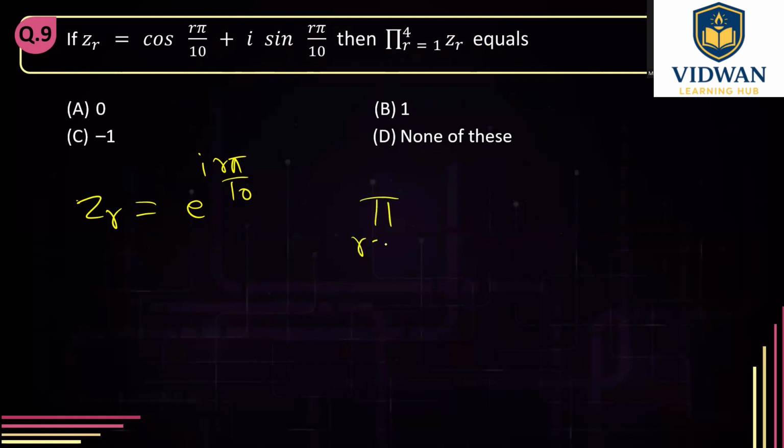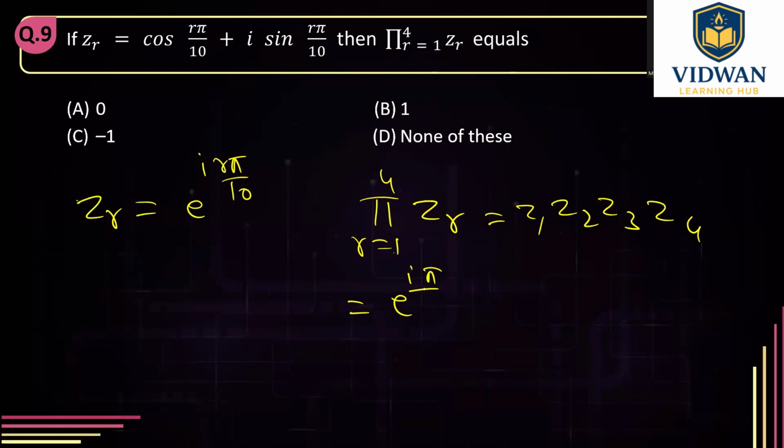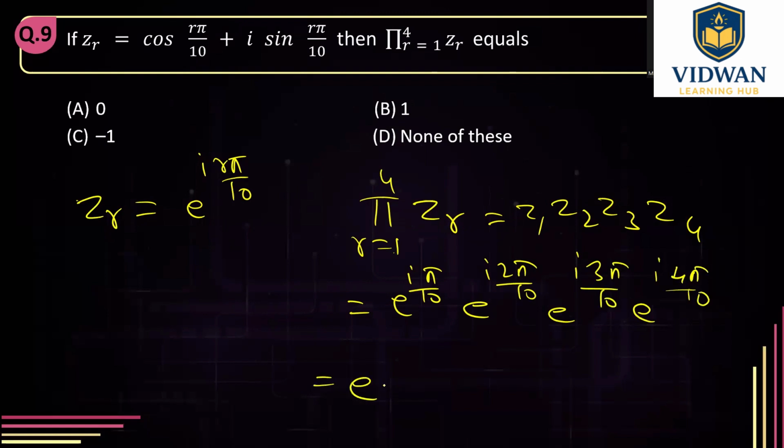So what does this represent? Basically, the product of Z_r for r equal to 1 to 4. Pi is a symbol for multiplication, just like sigma is for addition. So the meaning of this is when you put r as 1 to 4, all the values are supposed to multiply. Z1 would be the same thing with r substituted as 1, e power i pi by 10. Z2 means you put r as 2, e power i 2 pi by 10. Z3 would be obtained by putting r as 3, Z4 by putting r as 4, and these are the values that you get. Since all are in powers of e, in multiplication powers will add.